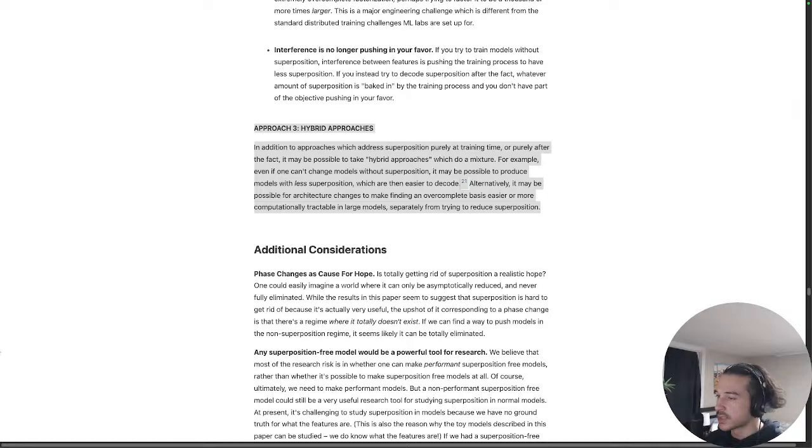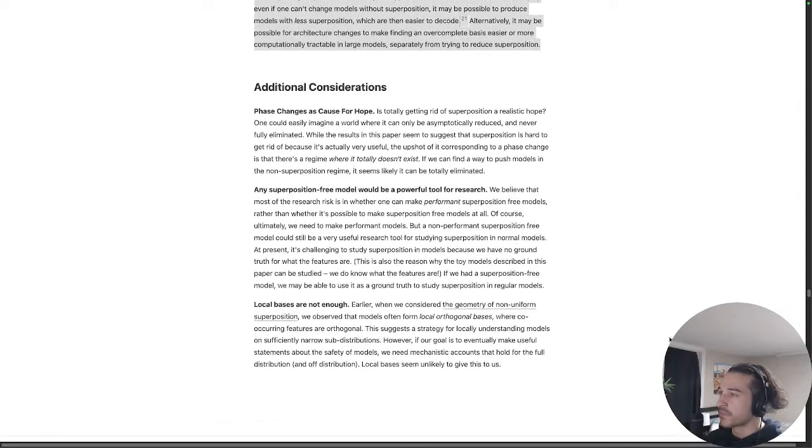Additional constraints. Phase changes as cause for hope. Is totally getting rid of superposition a realistic hope? One could easily imagine a world where it can only be asymptotically reduced and never fully eliminated. While the results in this paper seem to suggest that superposition is hard to get rid of because it's actually very useful, the upshot of it corresponding to a phase change is that there's a regime where it totally doesn't exist. If we can find a way to push models in the non-superposition regime, it seems likely it can be totally eliminated. Any superposition-free model would be a powerful tool for research.